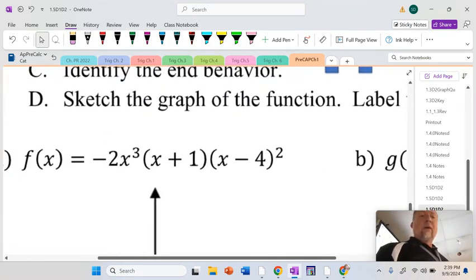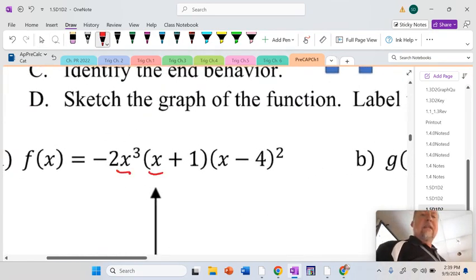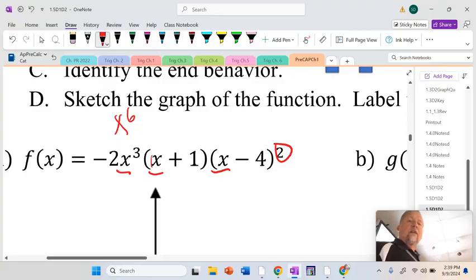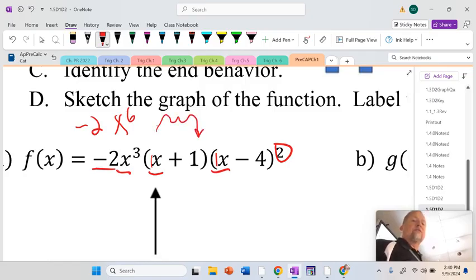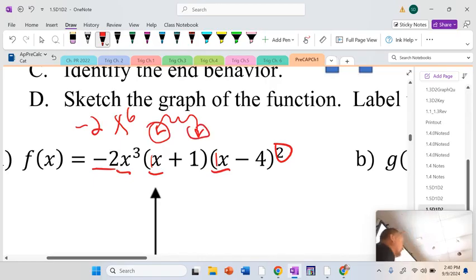But if I were to multiply this out, it'd be an x cubed times an x times an x squared. So what would the ultimate degree of this be? X to the what? 6. What would be the leading coefficient? 1, 1, 1 squared root of, oh, what would the leading coefficient be? -2. I'm not wasting time on this. If you don't know this, you are severely and totally behind. Negative x to the 6 is down and down. That's why you got to think about this first.